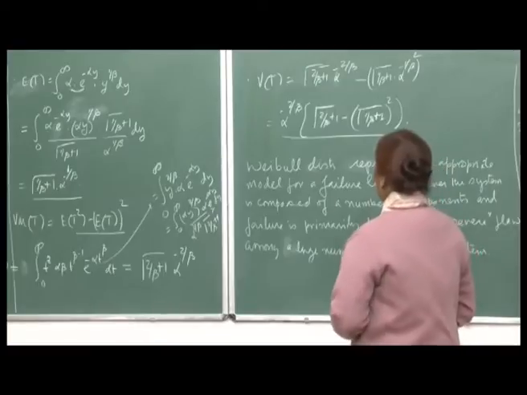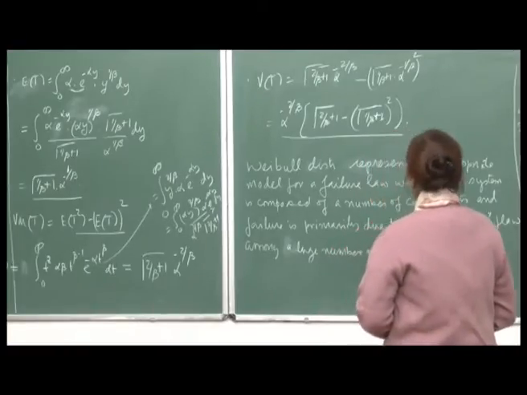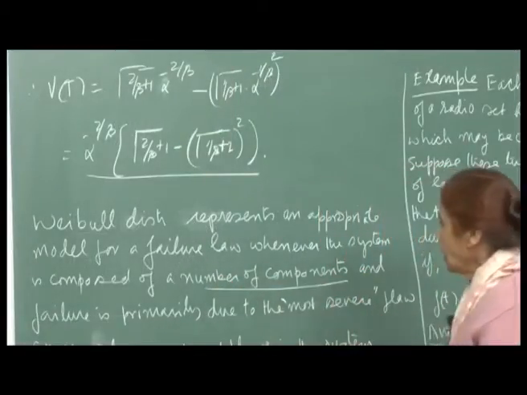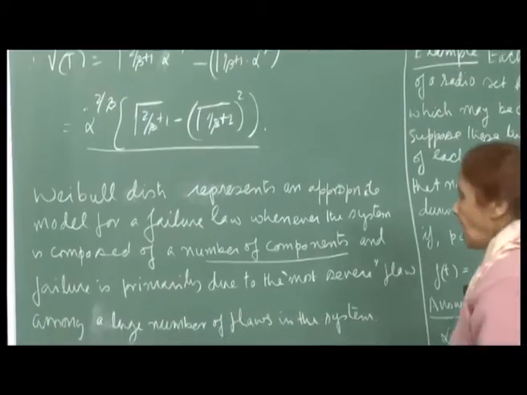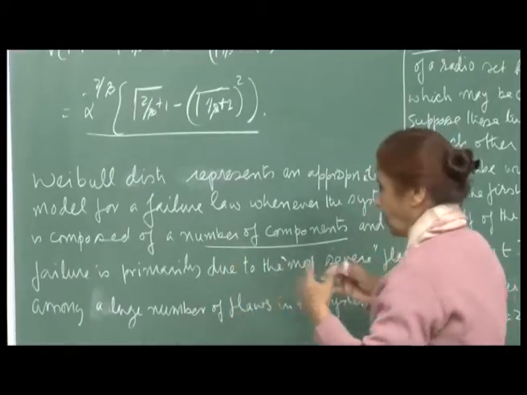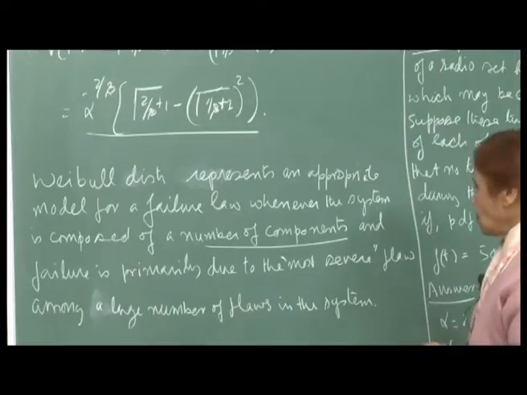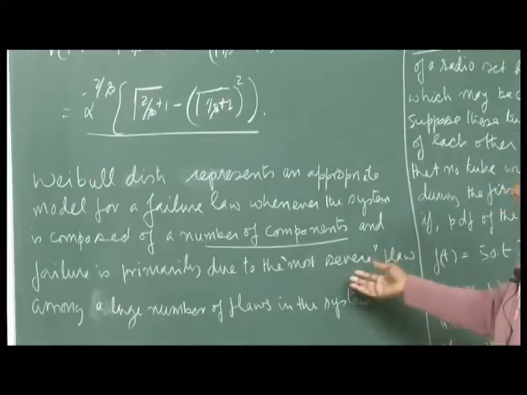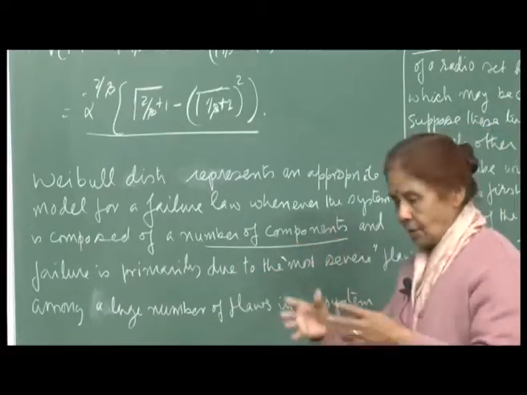Again, we have seen that the Weibull distribution represents an appropriate model for a failure law whenever the system is composed of a number of components, and the failure is primarily due to the most severe flaw among a large number of flaws in the system. So, you have a lot of components and parts in the device that you are using, and each one of them has a flaw, but the failure will be governed by the most severe flaw among all the components.